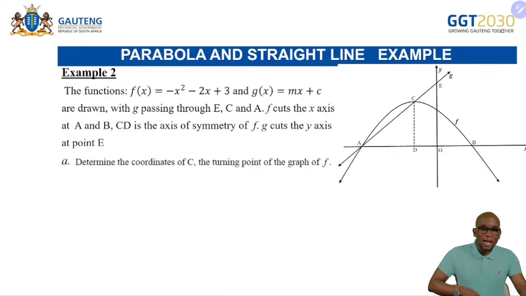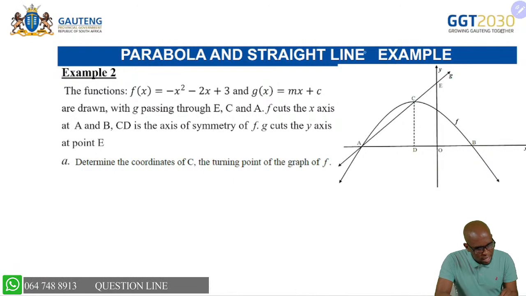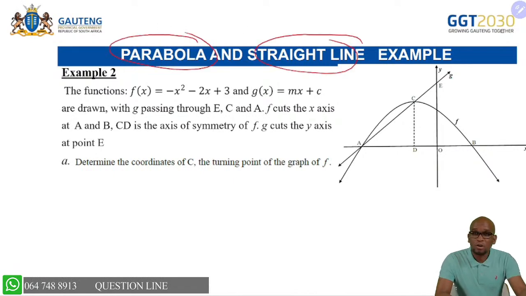Right, we are done with the hyperbolic function. We quickly move to the parabola, or the second degree function. If you check here, the parabola is drawn and the straight line as well. They are drawn on the same set of axes, and they want us to determine the coordinates of C, the turning point of F. We are given the equation of F and we want to determine the coordinates of C, which is the turning point of F.